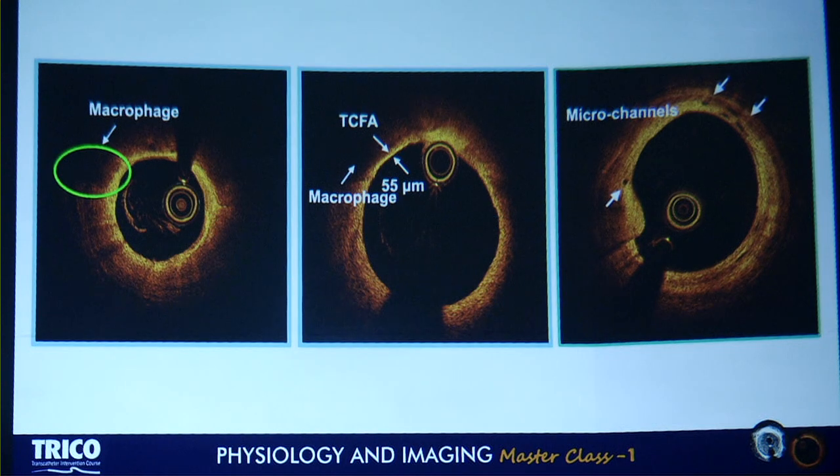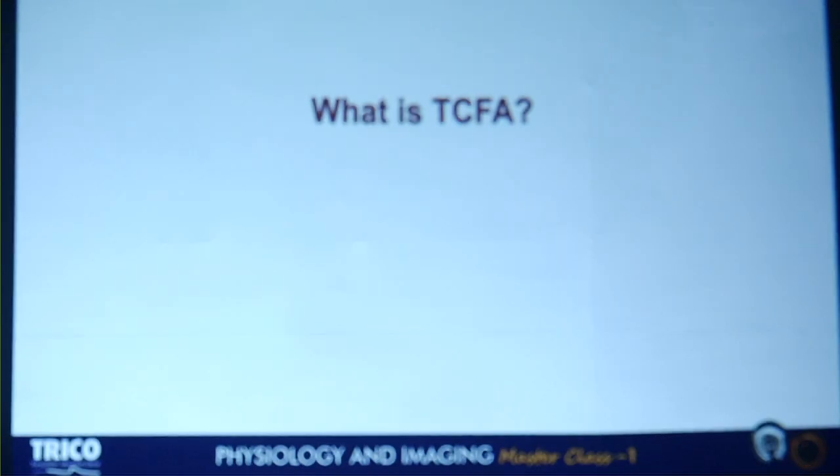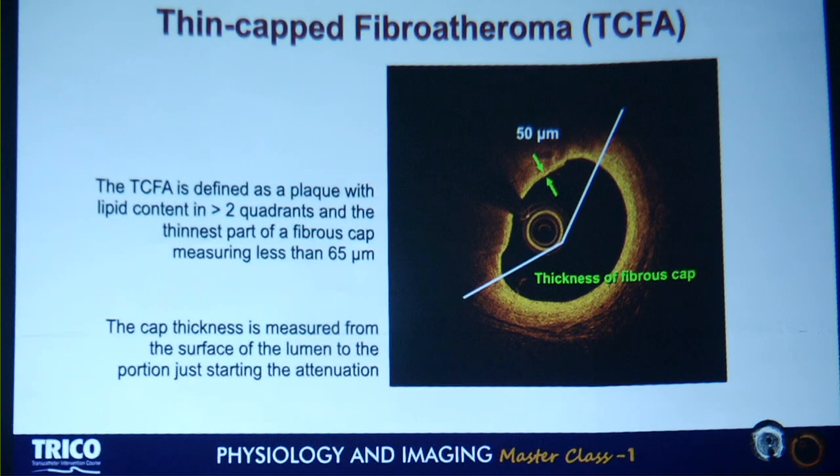So you are able to visualize the macrophage, you are able to visualize the TCFA, you are able to visualize the microchannels in the peripheral part. And what is TCFA? The definition of TCFA is a plaque with lipid segment of more than two quadrants, and the thinnest part of the fibrous cap measuring about 65 micron.